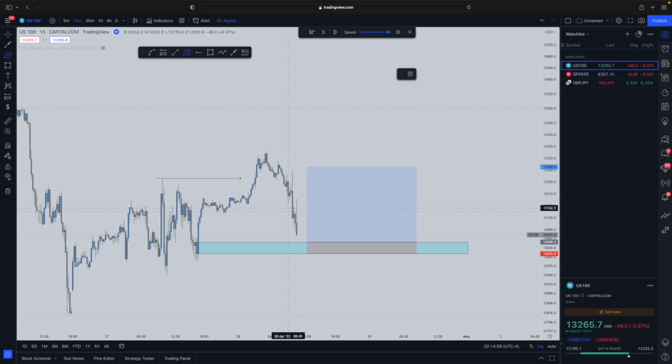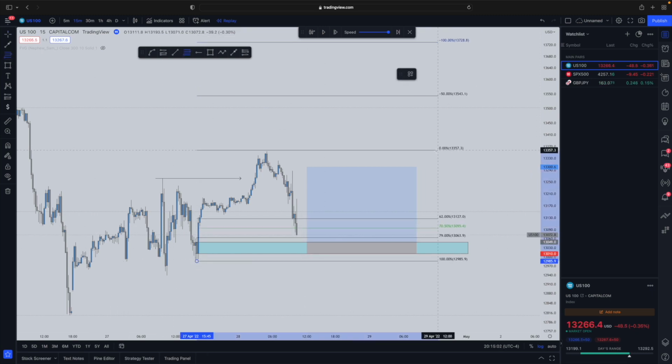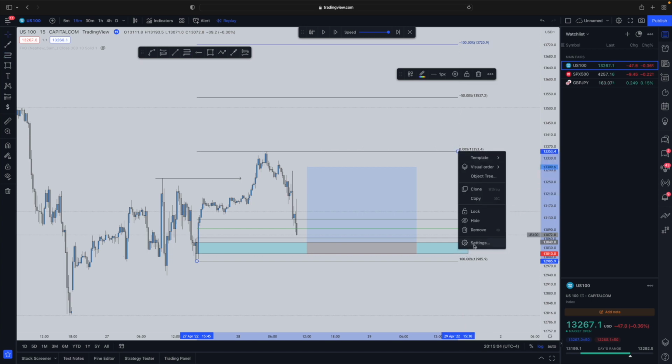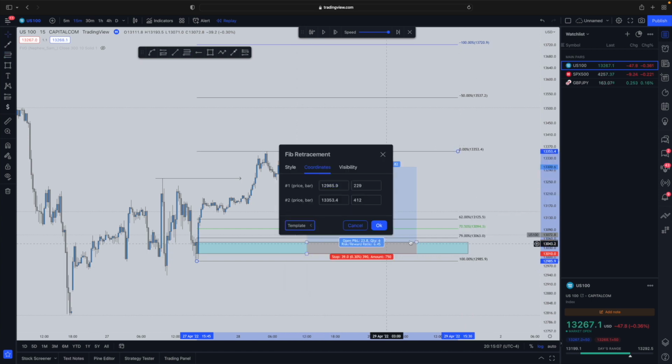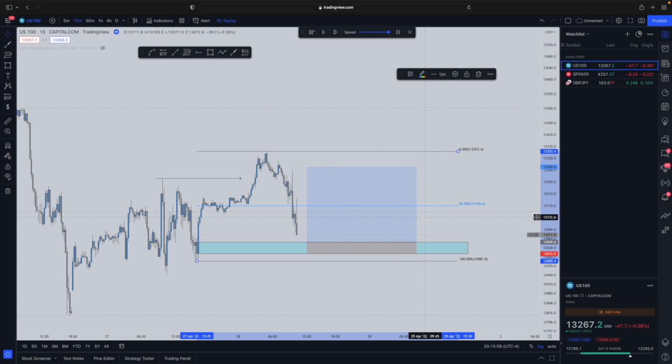Now, another thing is what I do, I want to see if price is in a premium or is it in a discount, right? So what I like to do is I like to pull out my order block fib where I use for my order block, but I use the 50% line to kind of dictate whether or not price is in a premium or in a discount, right? So premium is up here.